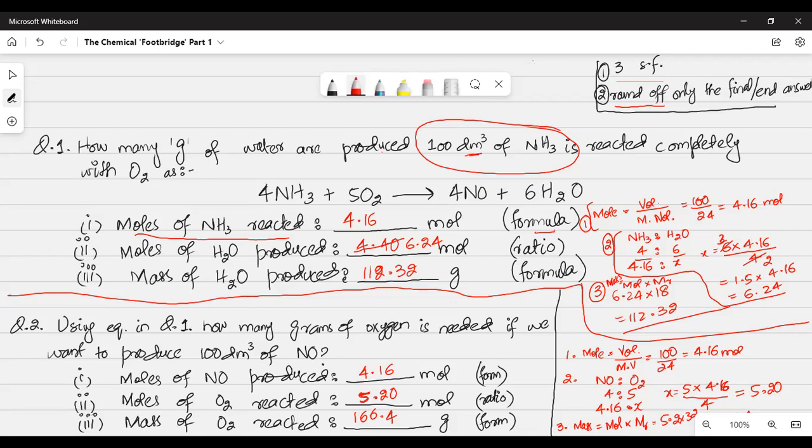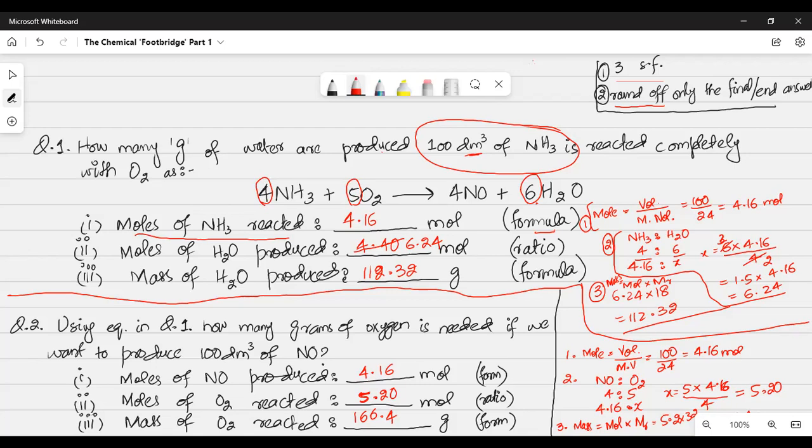Now, the second step is moles of water produced. We need to calculate how many moles of water would be produced with this reaction. We already know that 4.16 moles of ammonia reacted with oxygen. Originally, the equation tells us that 4 moles react with 5 moles of oxygen and produce 6 moles of water. So ammonia and water are in the ratio of 4 and 6 as per the equation. But as per the question, we don't have 4 moles. We actually have 4.16 moles. What happens then? So we need to find it out.